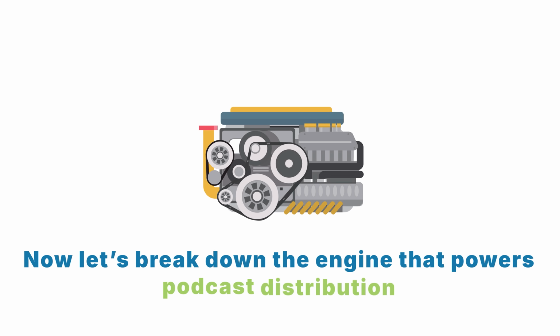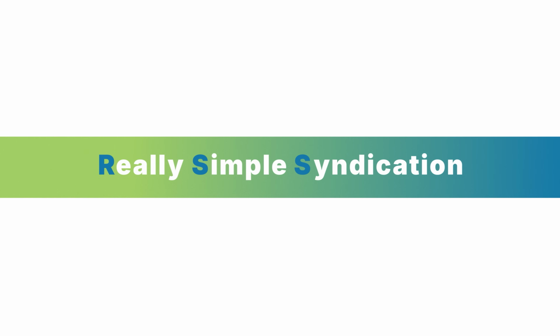Now, let's break down the engine that powers podcast distribution. The RSS feed. RSS stands for Really Simple Syndication. It's basically a special URL that tells podcast platforms everything about your show. Your title, your episodes, your cover art, your descriptions, all of it. Every time you publish a new episode, that feed updates. And platforms like Apple, Spotify, and Amazon automatically check your RSS feed to see if there's new content.